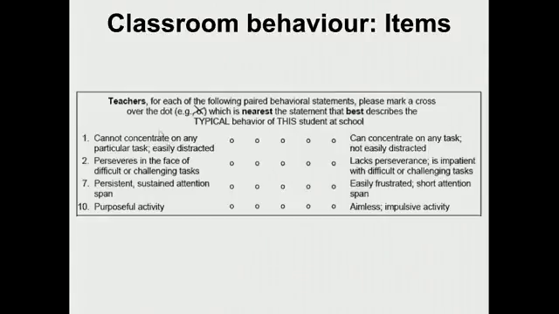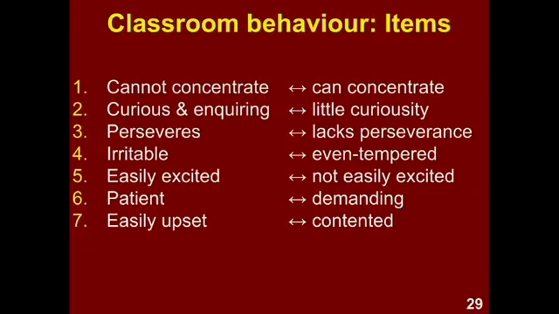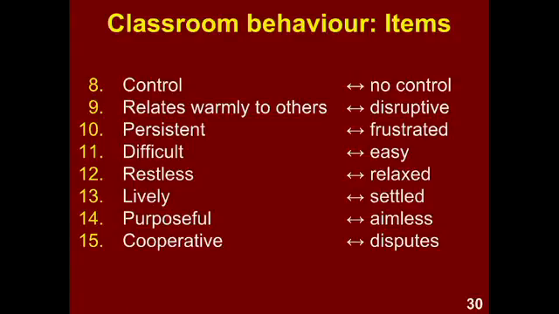Does this child not concentrate on any particular task and is easily distracted, or can they concentrate and they're not easily distracted? Mark it off. So that's distractibility. This is perseverance when things are hard, persistence versus frustration, being purposeful or being aimless and impulsive, etc. So there's 15 items, that's about half of them. And there's the other half.